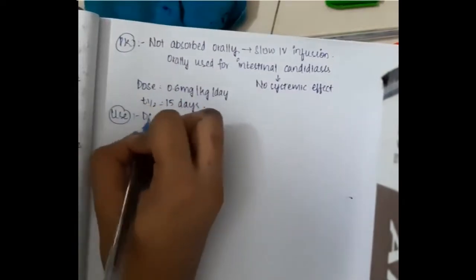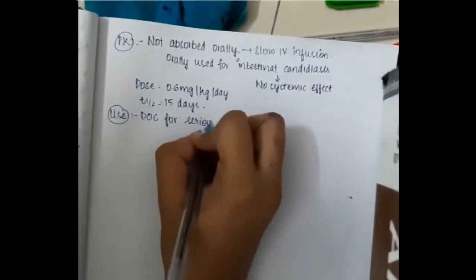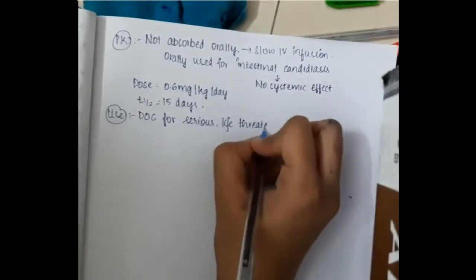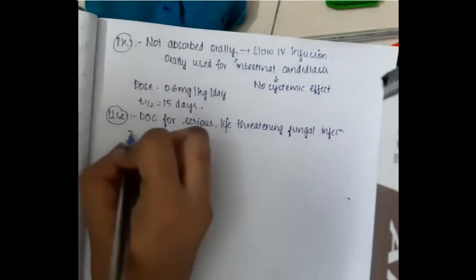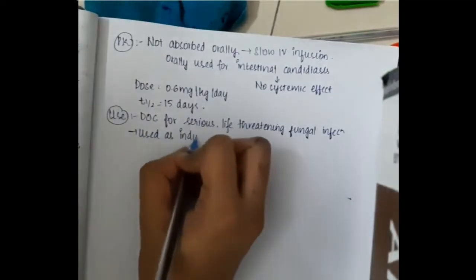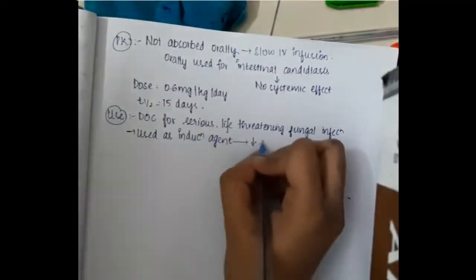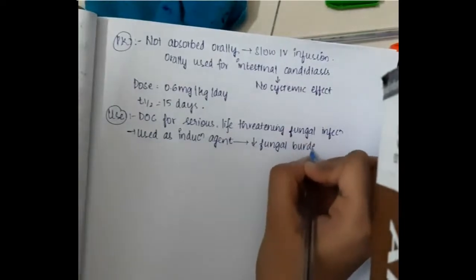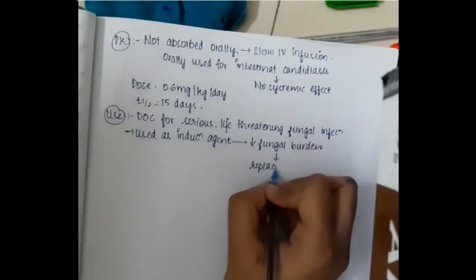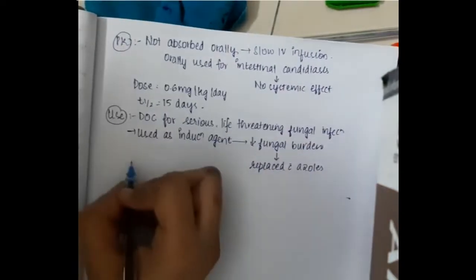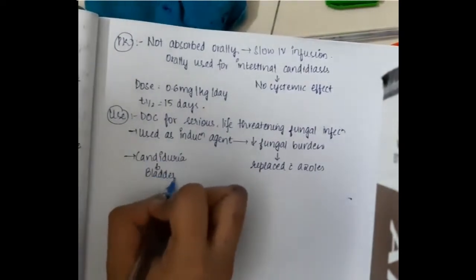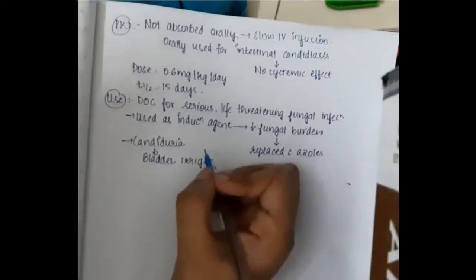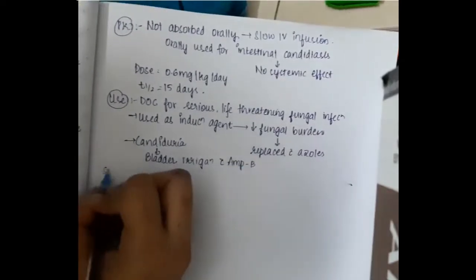Then if you see the use of amphotericin B, it is the drug of choice for serious life-threatening fungal infections. It is used as an induction agent and thus decreases the fungal burden. This is mainly replaced with the azoles. It is also used for candiduria, as bladder irrigation with amphotericin B.